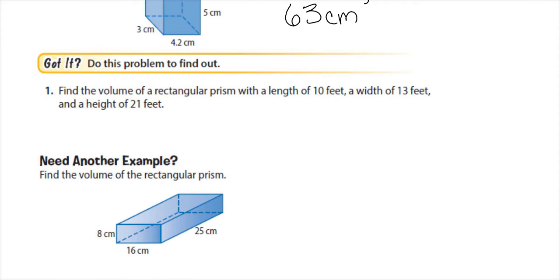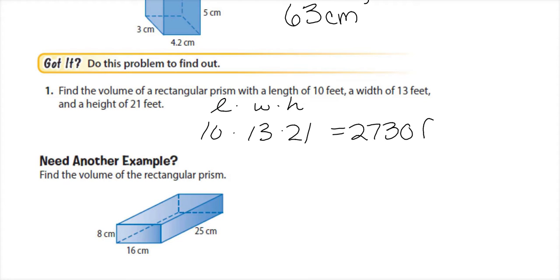All right, so let's find the volume of a rectangular prism with a length of 10 feet, a width of 13, and a height of 21. So in this case, we're multiplying all three together because it's the same as length times width times height. You guys probably remember that from 4th, 5th, and 6th grade. Okay, maybe even as early as 3rd grade. So we're going to have 10 times 13 times 21. All right, so let's do that. So 10 times 13 times 21. And we should get 2730. And we're in feet, so it's cubic feet.